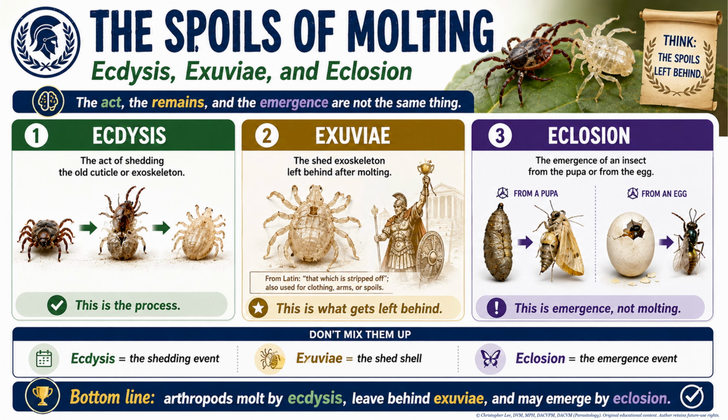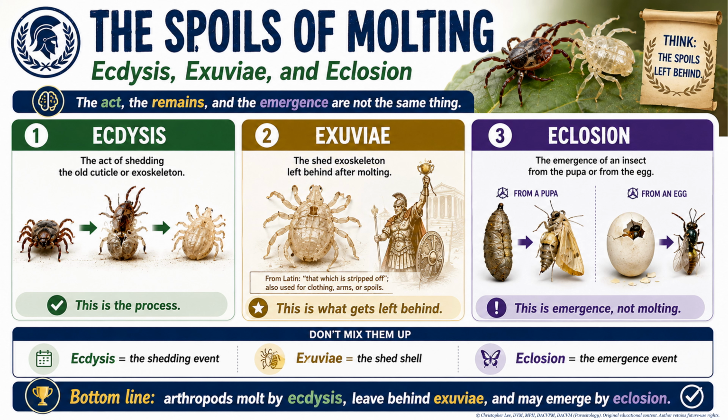This image separates three related words that are easy to mix up: ecdysis, exuvia, and eclosion. Ecdysis is the shedding event. It is the process of molting, when the old cuticle or exoskeleton is shed. Exuvia are what gets left behind. They are the shed skins, shells, or coverings after molting. The word is wonderfully memorable because it comes from the idea of being stripped off. In Latin, this could refer to stripped off arms, clothing, or the spoils of war.